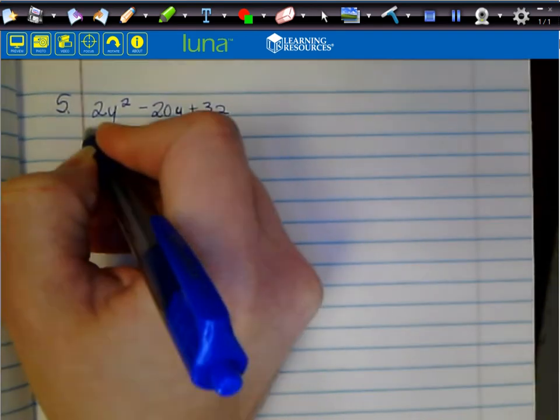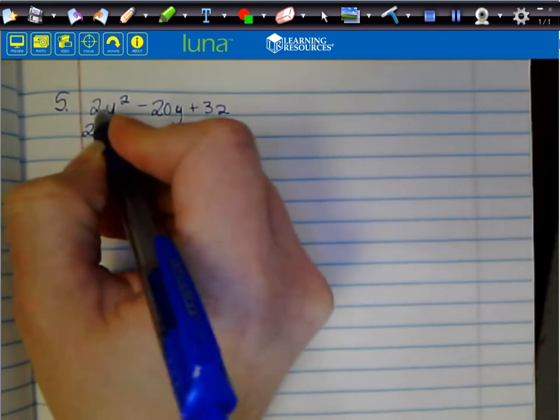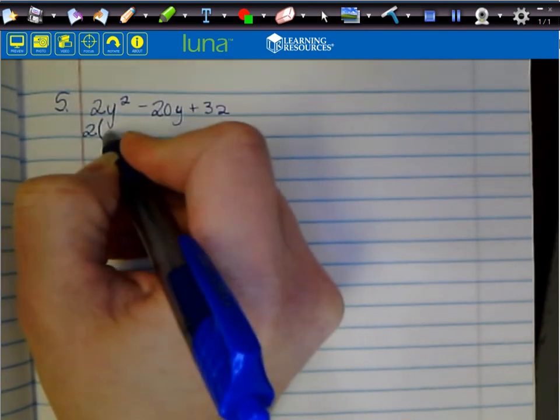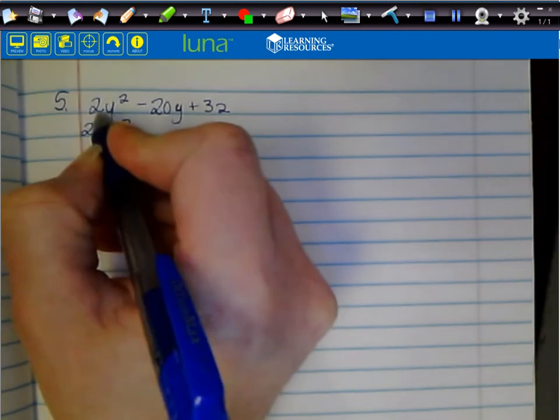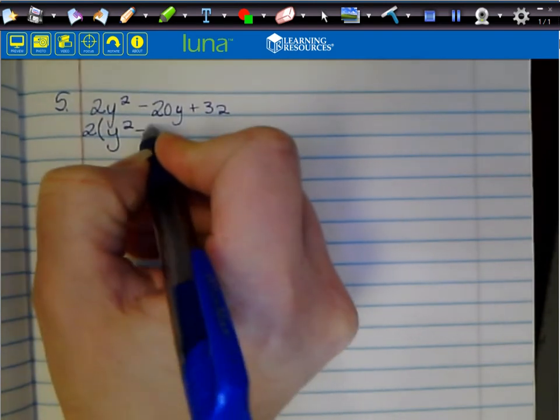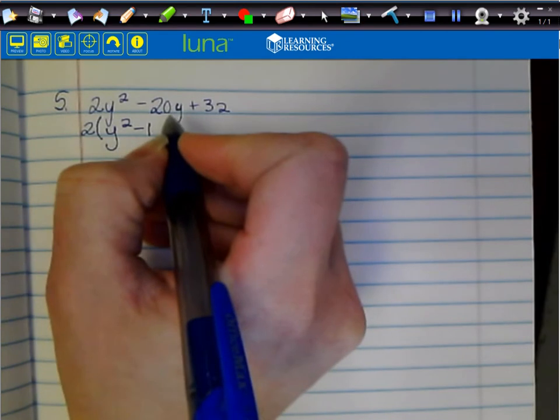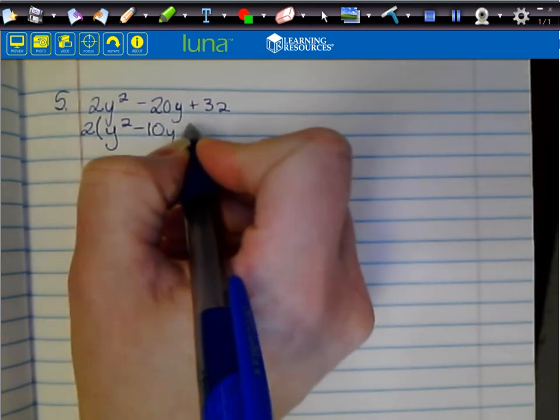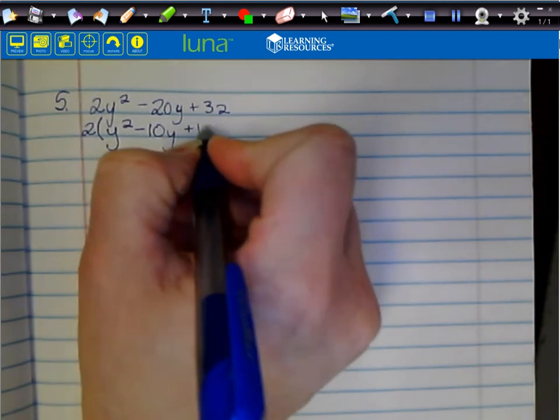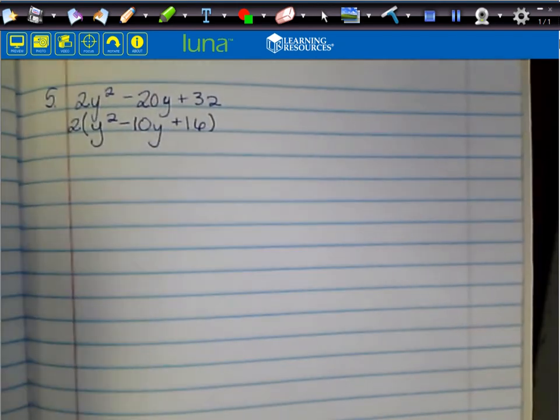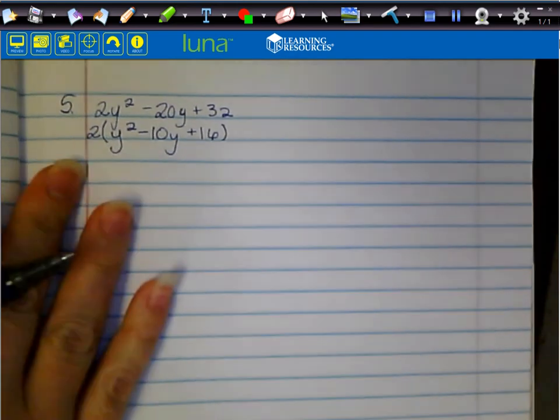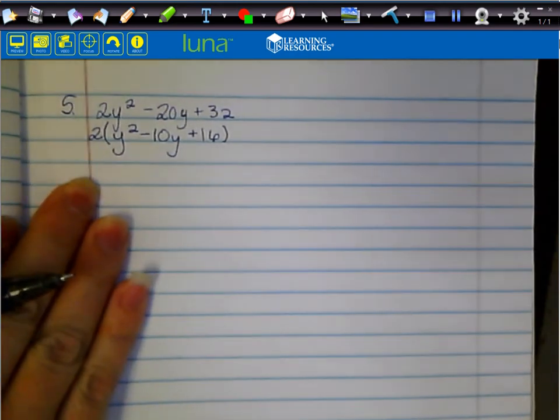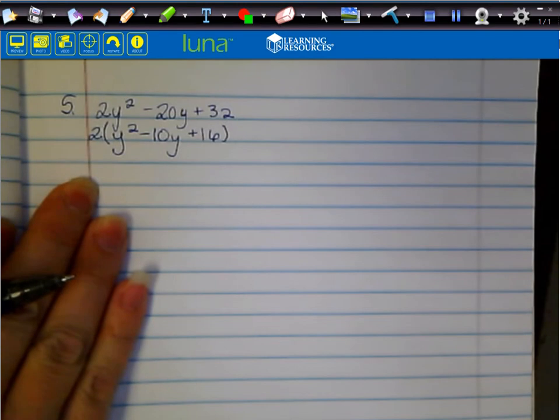So we're going to pull out this 2, and that's going to leave us with 2 divided by 2 is 1. I'm just going to write that as y squared. Negative 20 divided by 2 is going to give us negative 10. And then 32 divided by 2 is going to give us 16. So now that we have factored out the GCF, we have 2 open parentheses, y squared minus 10y plus 16. And now this problem is just like all the other ones we've already worked.